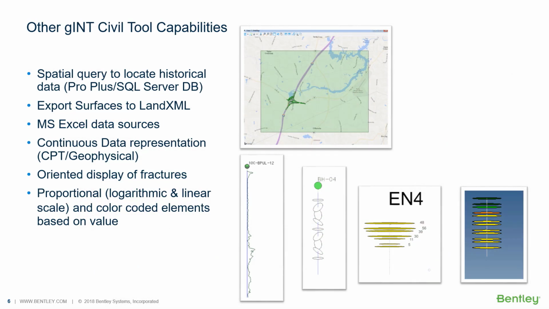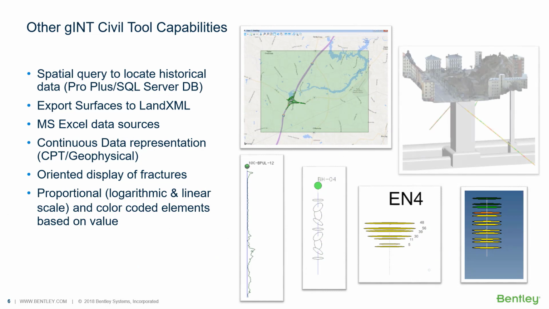Now, Civil Tools capabilities are basically to export surfaces to LandXML. These are other capabilities that we are talking about. Now, MS Excel data sources can be used through gINT Civil Tools as well, and we can also color code elements based on value, and also special query to locate historical data that is only for Professional Plus users and not available in Professional. So you can also create CPT representations as well.